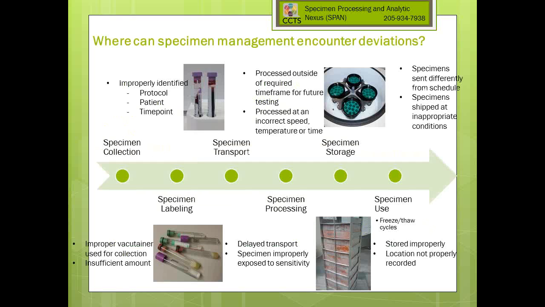So your samples have to be labeled, and these are actual pictures from the lab. We get tubes sometimes where labels are partially ripped off. You can't really read it, and what the heck is this? It's not good. So you want to make sure that your samples are properly identified and labeled, that they've got the relevant information on them. You need to make sure that the samples are processed within a time frame that is required for your future testing. So again, with RNA, you can't let it sit around. That's just not going to work. With DNA, you've got a little bit more flexibility.